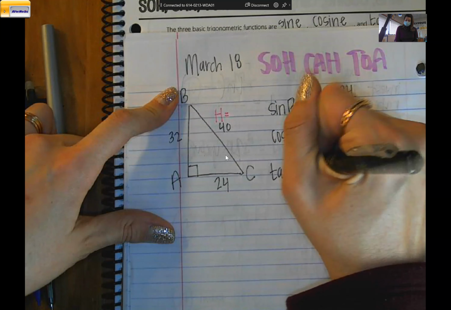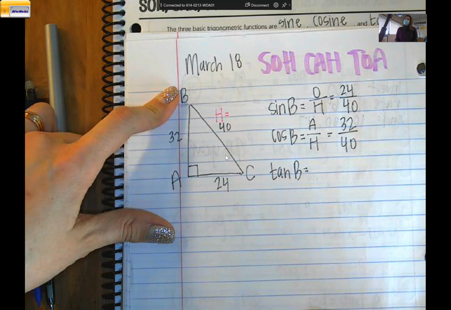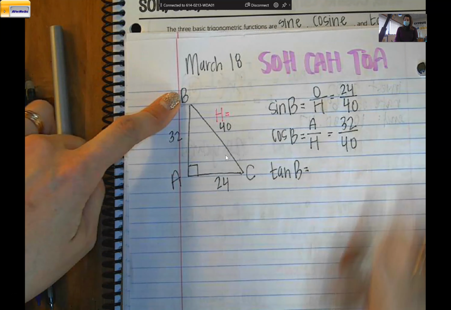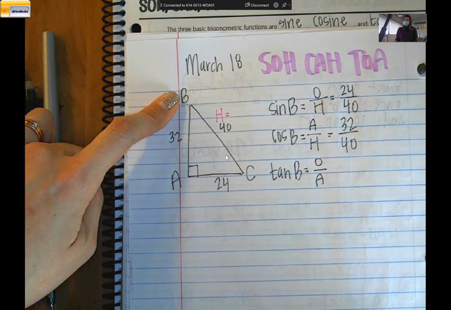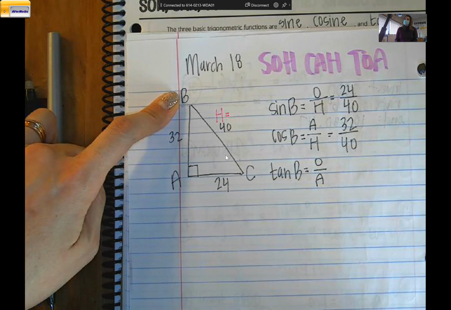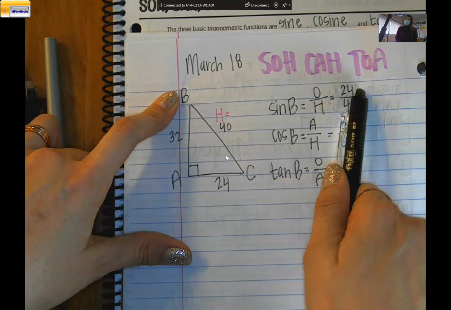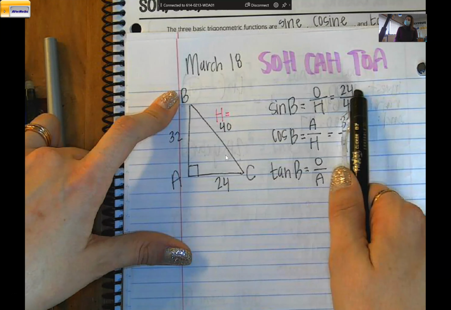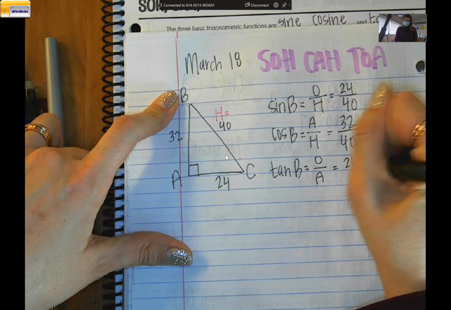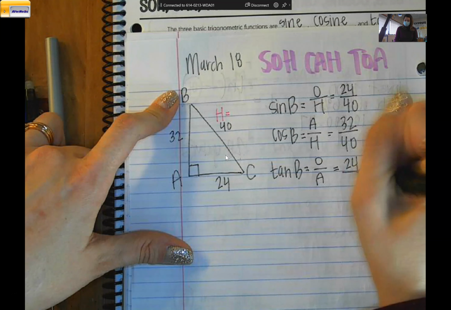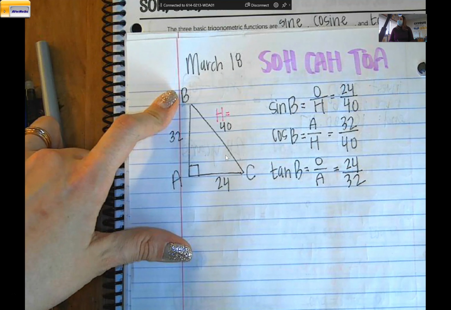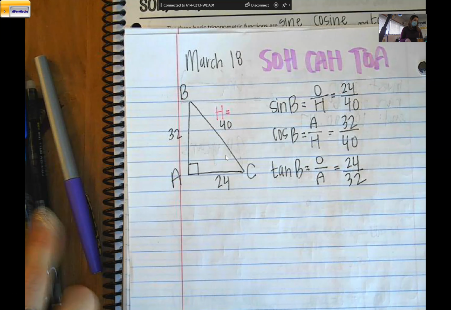Then lastly, if they ask you to find the tangent of B, so same angle, this time they want you to put opposite over adjacent. Well, opposite is 24. I already figured that one out. It's 24. And adjacent from the last problem I know is 32. So those are my trig ratios.